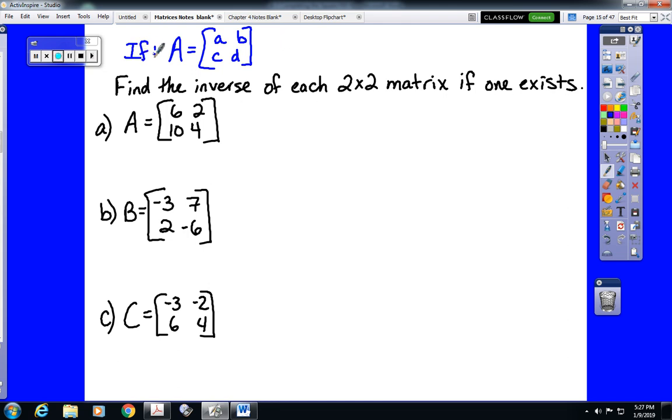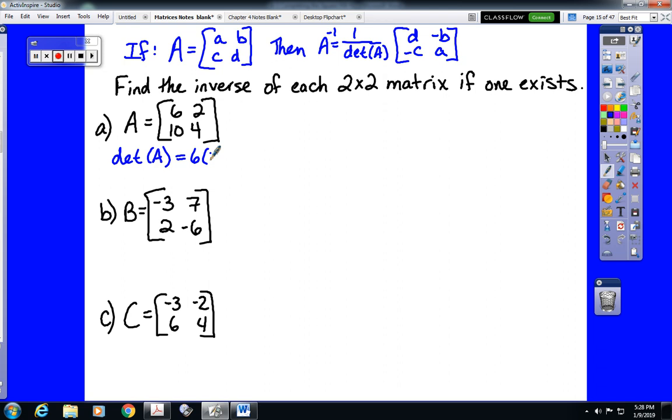If A is [a, b; c, d], then the inverse of A is 1 over the determinant of A times [d, -b; -c, a]. So basically, this is going to turn into a 3-step process. You are going to start by finding the determinant of the matrix. So let's say determinant of matrix A, which is 6 times 4 minus 10 times 2.